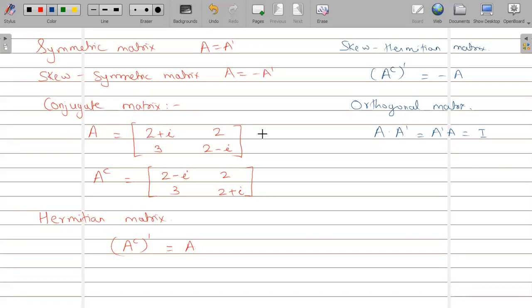Then next is unitary matrix. So your A conjugate transpose into A, if it is I, then your A would be called a unitary matrix.